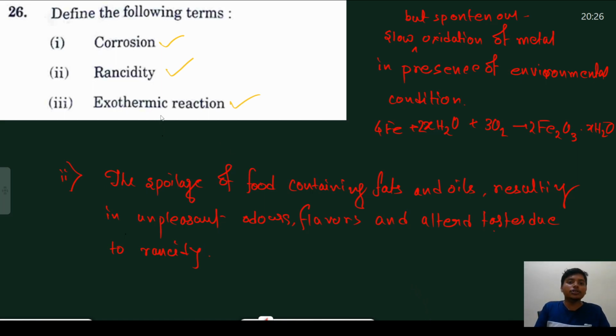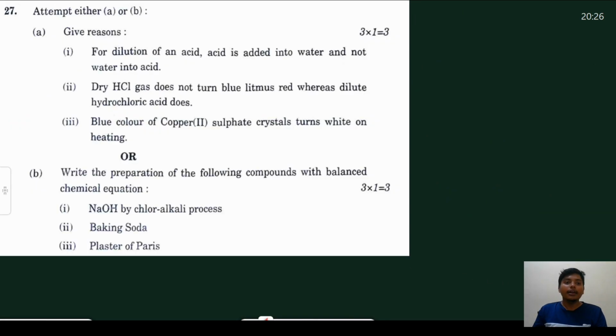And last is exothermic reaction. Exothermic reactions are those reactions in which heat is evolved. So, any example of exothermic reaction? You know, combustion, or you can say neutralization reactions are exothermic reactions. Okay. Next question.